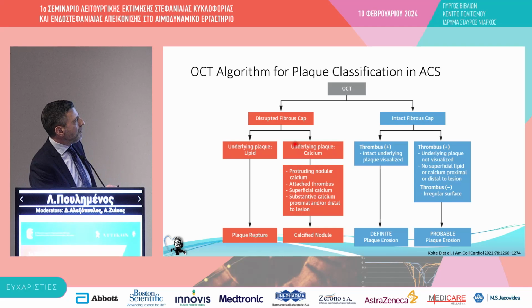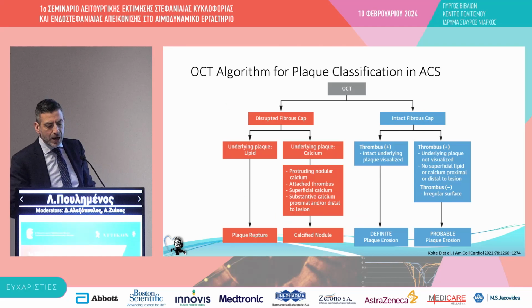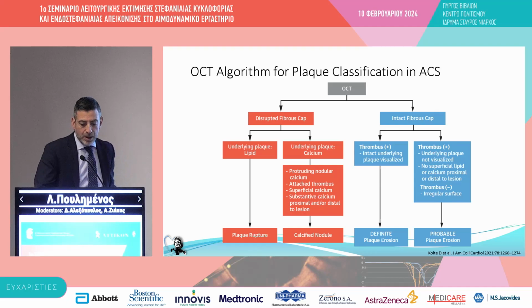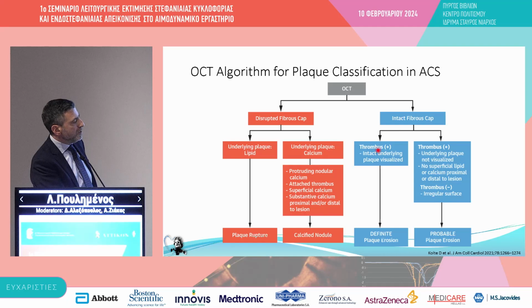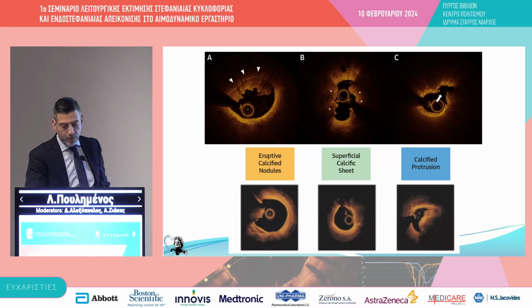A disrupted fibrous cap with an underlying lipid plaque leads us to the classical pathophysiology of plaque rupture. Otherwise, calcium in the underlying plaque might signify a calcified nodule. On the other hand, an intact fibrous cap with thrombus leads us to a definite diagnosis of plaque erosion, if the underlying plaque is intact. If there is thrombus with no visualized underlying plaque or no superficial calcium, we might say that it's a probable plaque erosion, or there is no thrombus.